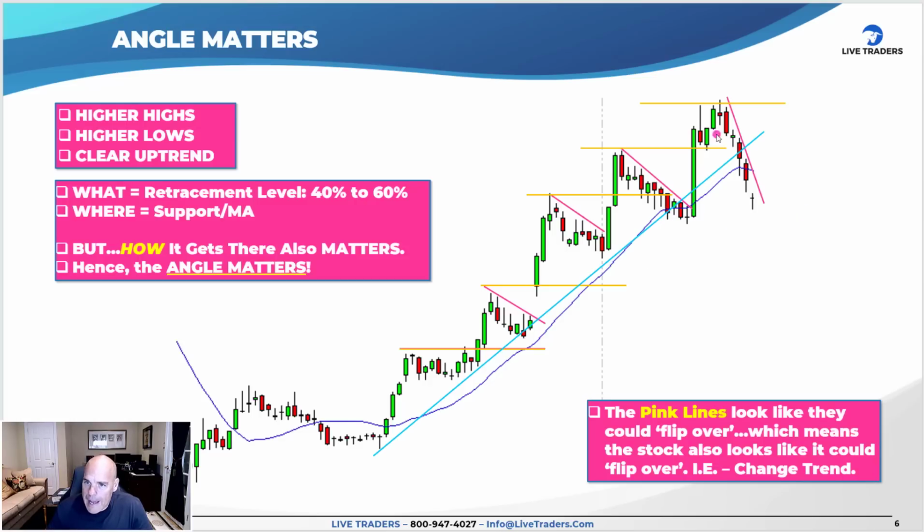So note the last two pivots have broken the trend line and the moving average. And they're putting in weak new highs. And the angle of retracement is steep. And the level of retracement is deep. And this is cause for caution. Be careful is what the stock is saying. I am getting tired. Please be careful.